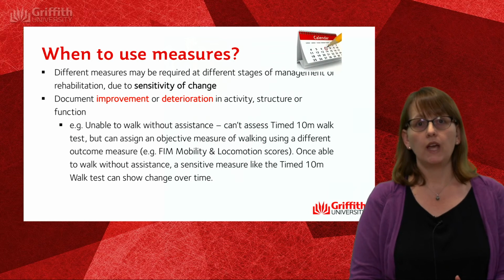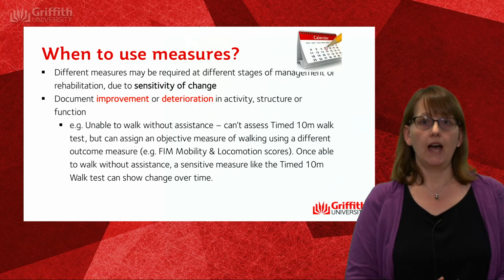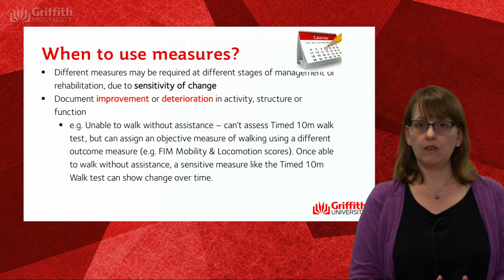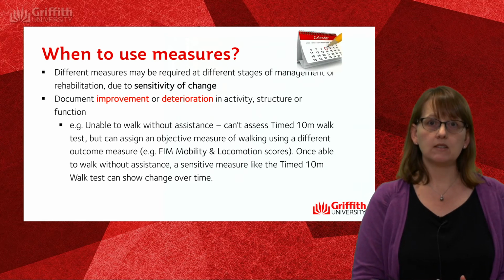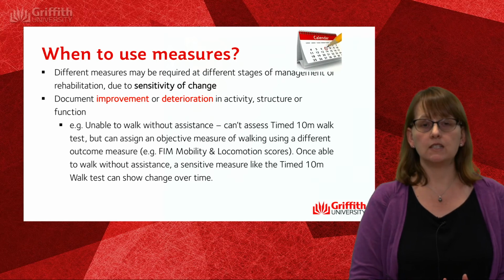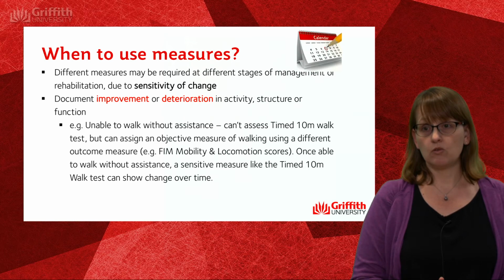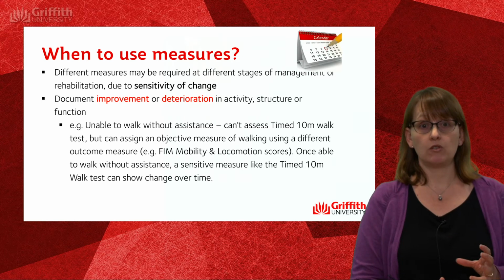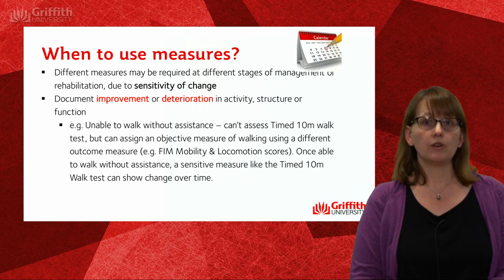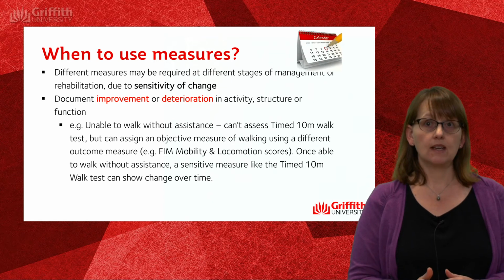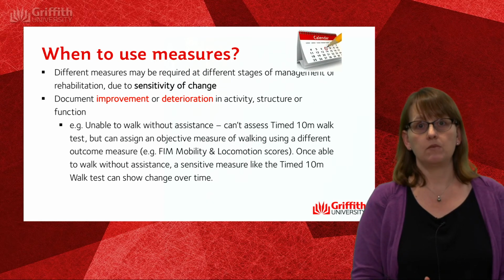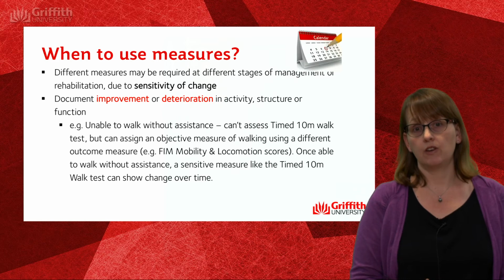For example, if our patient is unable to walk without assistance, then we're not able to use the Timed 10-metre walk test, but we can assign an objective measure of walking using a different outcome measure. This might be the mobility and locomotion scores of the global measure of the functional independence measure, the FIM. Once the patient is able to walk without assistance, then a sensitive measure like the Timed 10-metre walk test can show change over time.